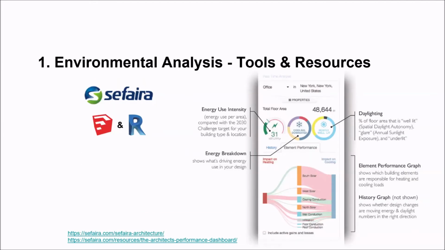Let's next take a look at some of the more common analysis tools we have at our disposal. Sapphira is a popular software that works with Revit and SketchUp. It provides interactive building performance feedback through its Sapphira architecture plugin, which calculates and graphically displays metrics including daylight factors, energy use intensity, and energy use breakdown by building system in real time on a performance dashboard.